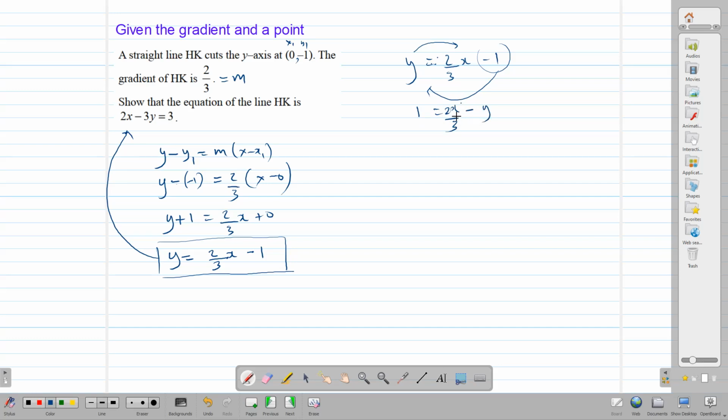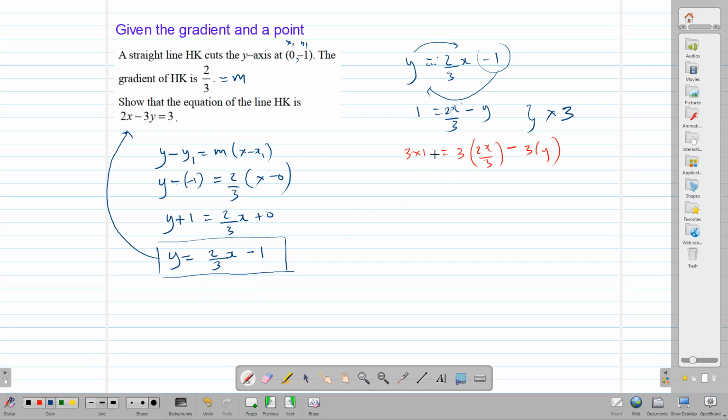Now we have our positive x, we have our negative y, but it's still not in that form because this is a straight line and this one has a fraction. So what we need to do here is multiply the equation by 3. Once we multiply by 3, that 3 will remove this denominator and it will give us this form. So 3 times 1 equals 3 times 2x over 3 minus 3 times y. So we multiply everything by 3.